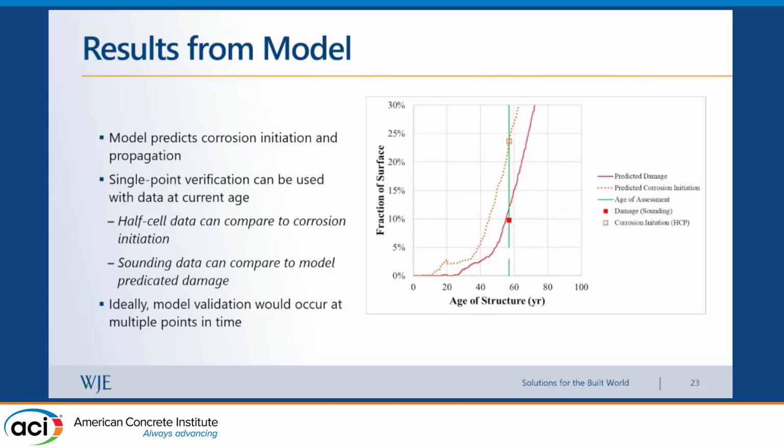Typically, when we do service life modeling, we want to verify the results, and when we do the investigation at an age from construction, we also do the field assessment. So we collect data on the percentage of damage that we are actually seeing on the structure and compare that with the predicted value to verify our models. One of the other methods we can use is half-cell potential testing. Half-cell gives you how much of the area of your structure has a high probability of corrosion initiation. You can compare that to the predicted value of corrosion initiation at the current age and verify your model for initiation time.